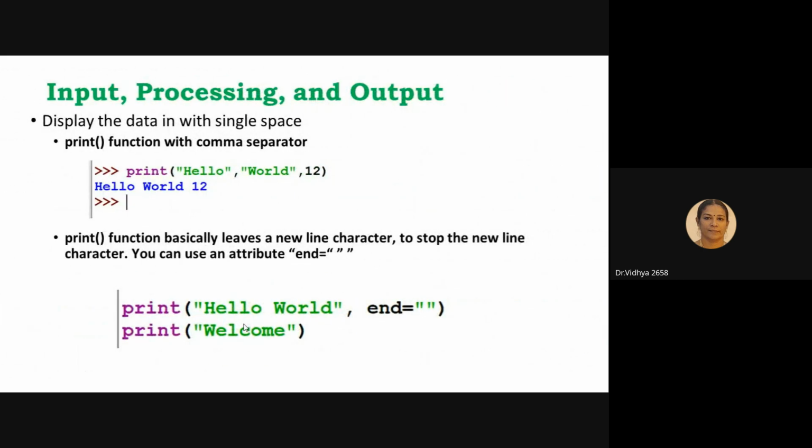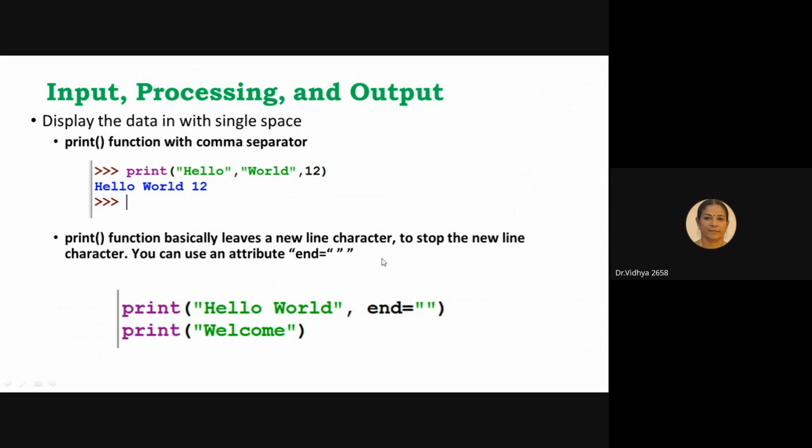Then input, processing, and output. We should learn what the input is, what process happens in between, and what the output would be. To display the data with a single space, you can give it as here: print hello world, then a comma. You can simply separate those contents with a comma for a single space. The print function basically adds a new line character at the end.